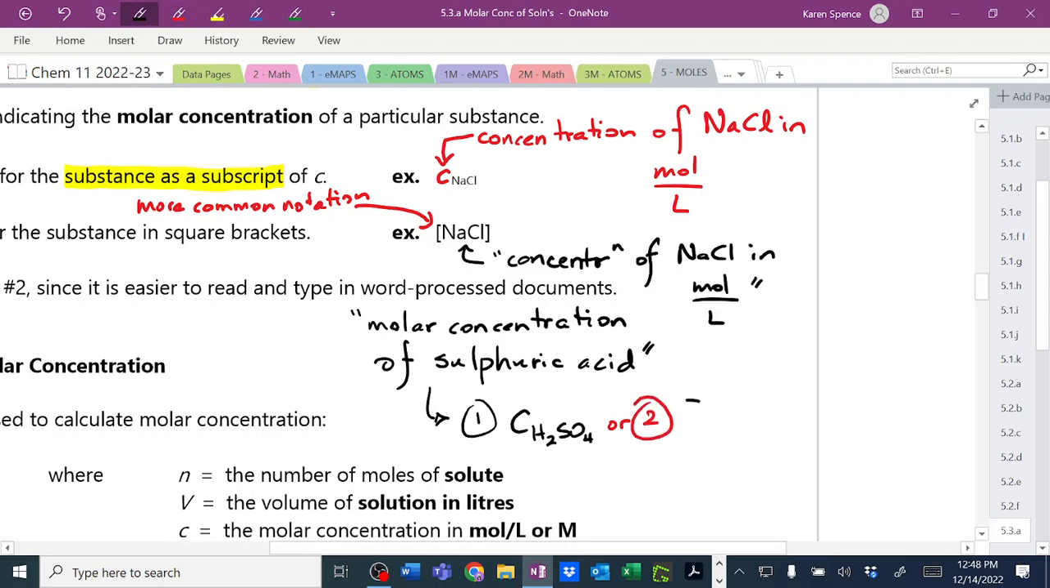We could put square brackets H2SO4, like that. And I would say this is preferred.